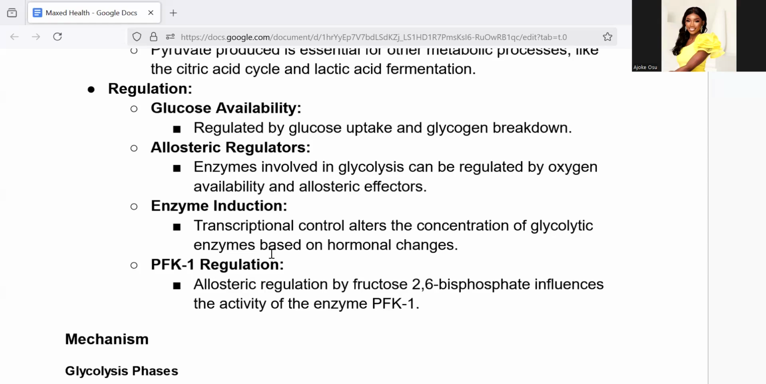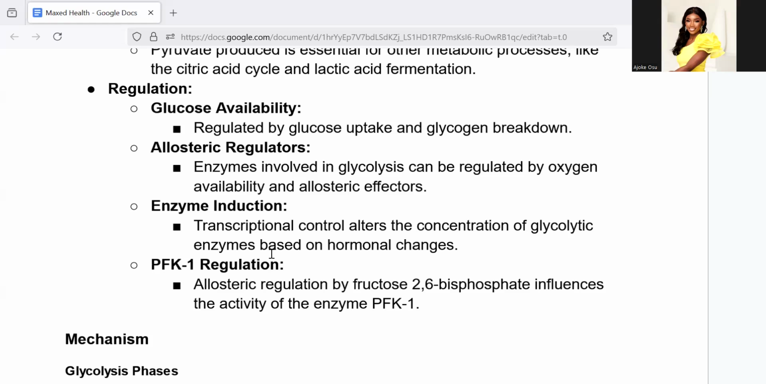So by converting one intermediate to another, control of these enzymes, such as maybe hexokinase, phosphofructokinase, glyceraldehyde 3-phosphate dehydrogenase, and pyruvate kinase, can actually regulate glycolysis. And the amount of oxygen that is available can also regulate glycolysis.